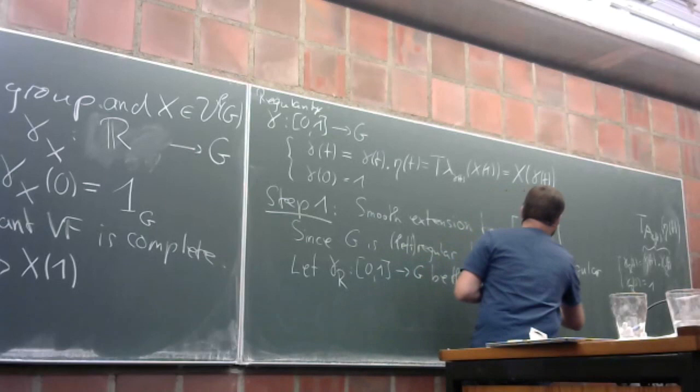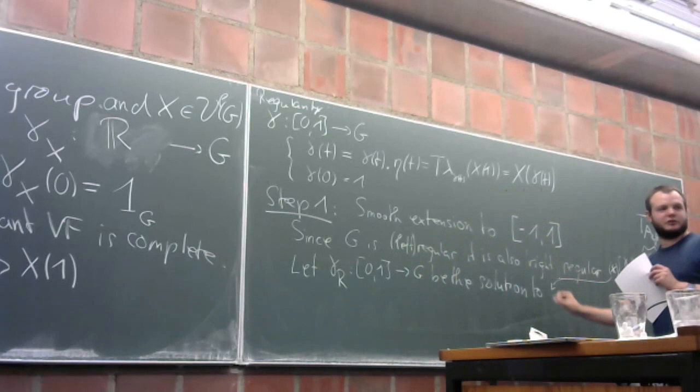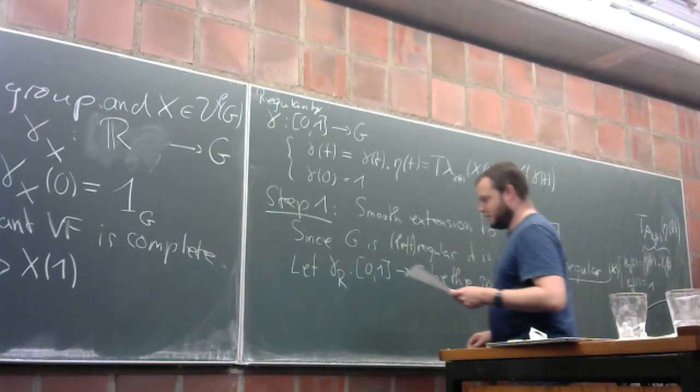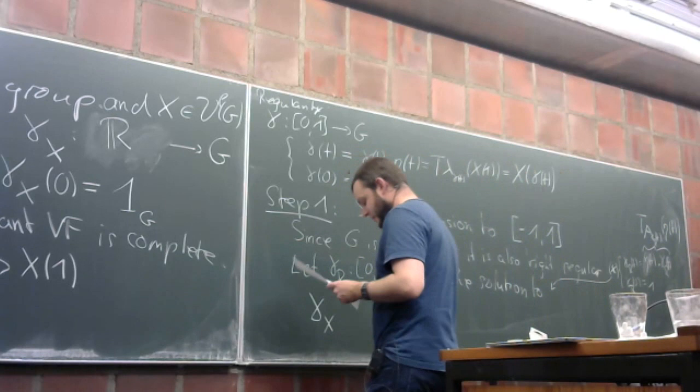Okay, and be again effective in my notation to this initial value problem for the same eta. Right, so we're taking the right evolution now. Okay. And then we define gamma x of t in the following way.